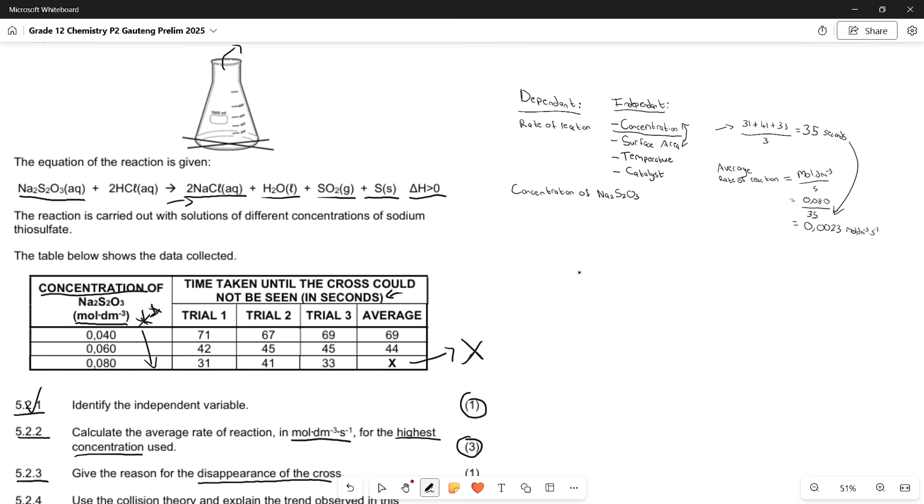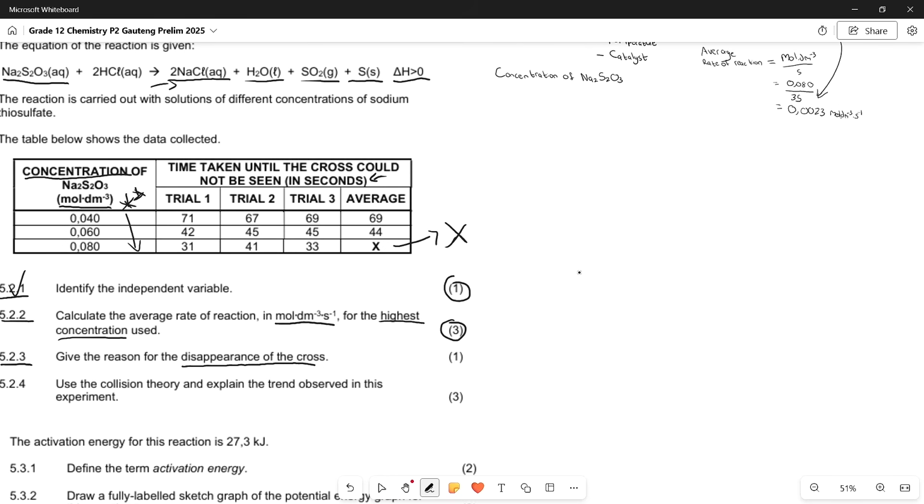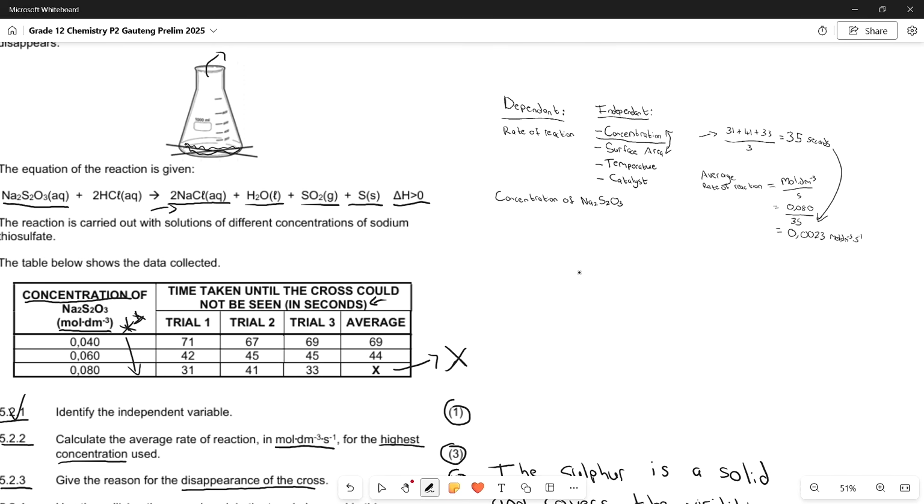Two aqueous solutions are clear for the most part, they're visible so we can look through them. But if we are forming a solid as this reaction is taking place, the solid will start to cover up the cross and will reduce our visibility until the cross has entirely disappeared. So all we have to write for 1 mark here is the sulfur is a solid and covers the visibility of the cross. With that, we earn 1 mark as this whole precipitate starts to turn murky with liquids, aqueous solutions, and solids all together. Therefore, we won't be able to see the cross over there.